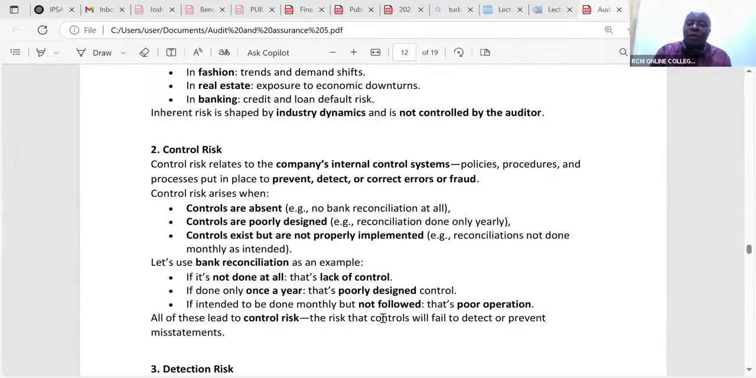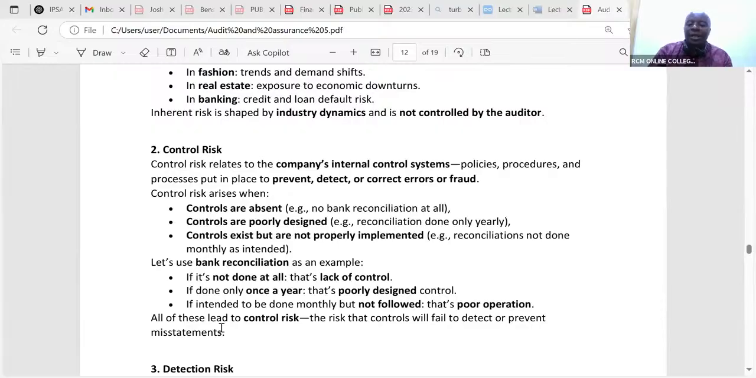The risk that whatever controls, ladies and gentlemen, you have will fail to detect or prevent what we call these misstatements. Ladies and gentlemen, at times you can try your very best, but in this case here, issues can arise. If the controls that you have in place are not able to detect or prevent misstatements, then that is what we call a control's danger. Risk is another term for danger. A control risk.